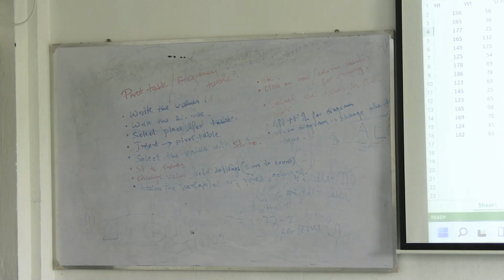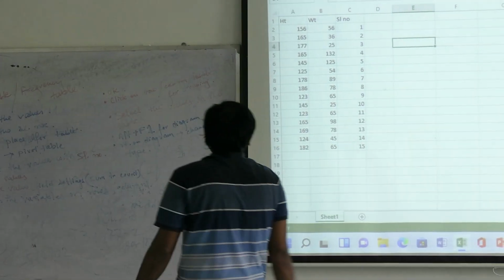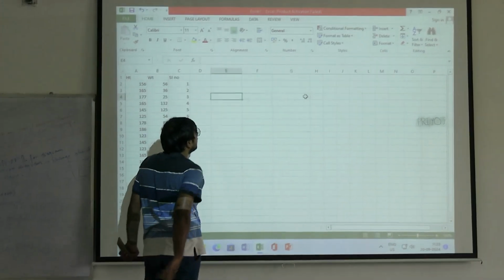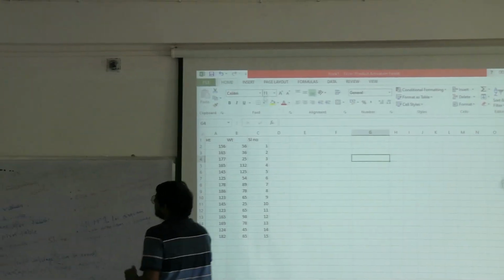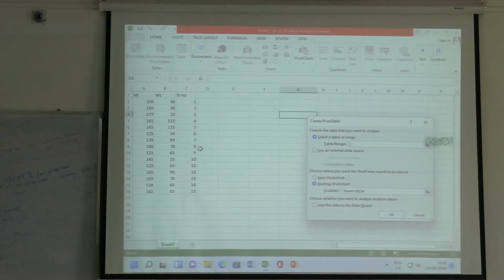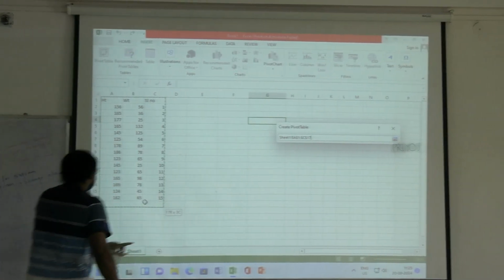So what are the steps? We have written down the values, we have written down the serial numbers. Now select a cell where you want the table to show up, any cell. What's the next step? Insert pivot table. Now select the values with serial numbers, select it completely.